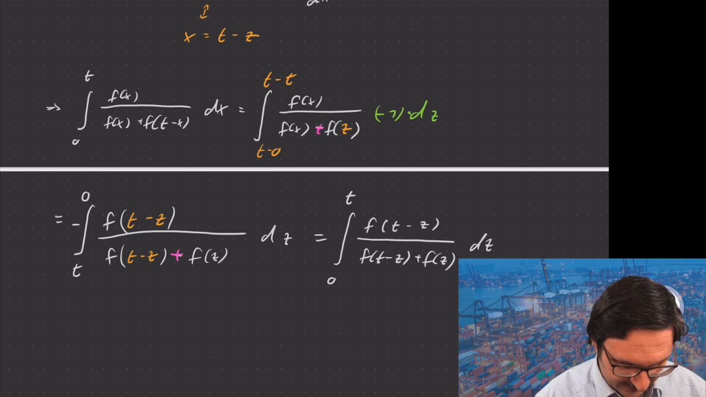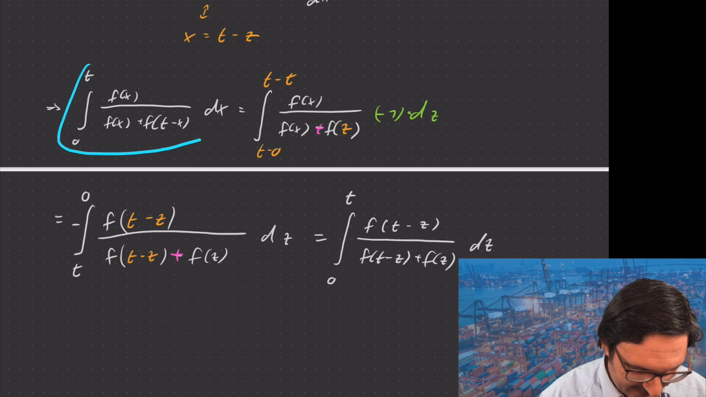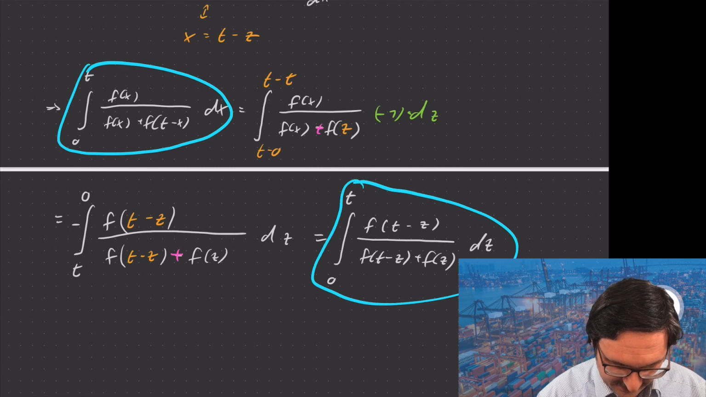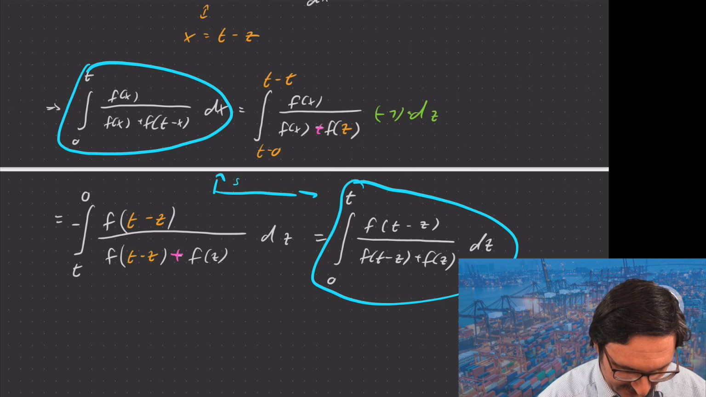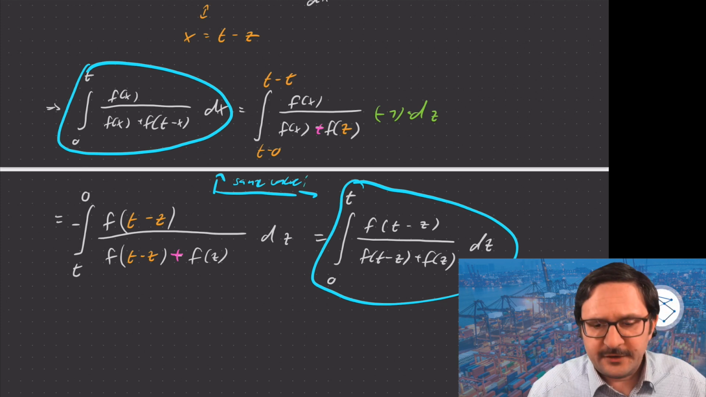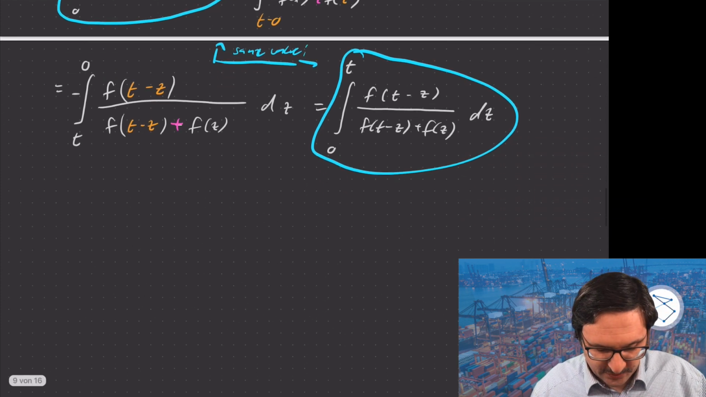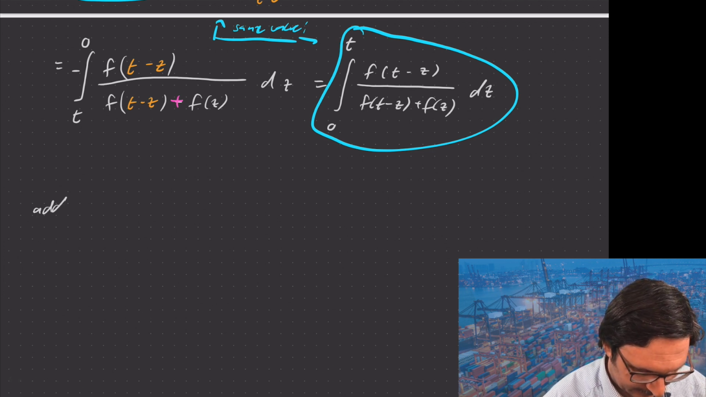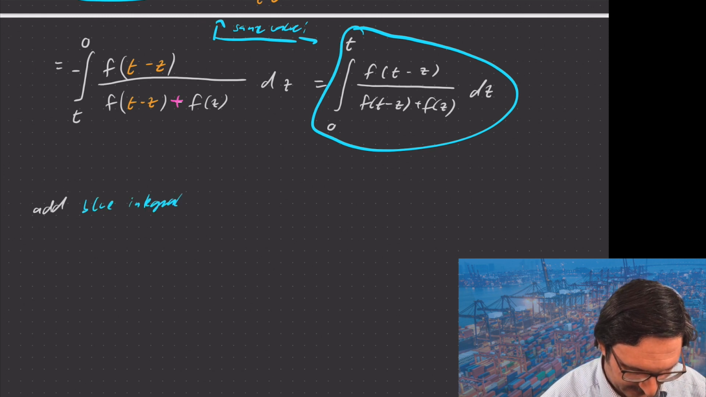So that's the interesting point here. The value of this and of this is equal. So these two have the same value. And that means, well, we can just try to add them and see what happens. So we add the two blue integrals.